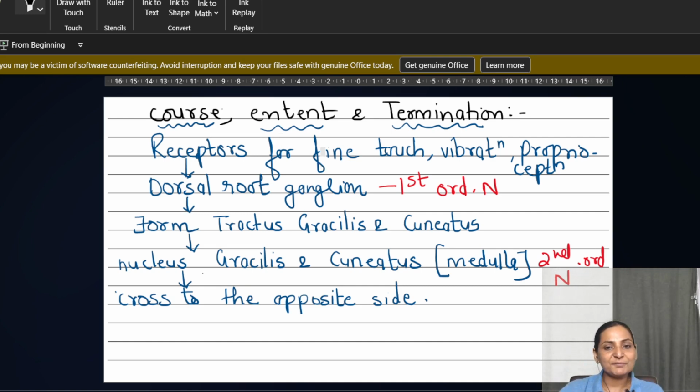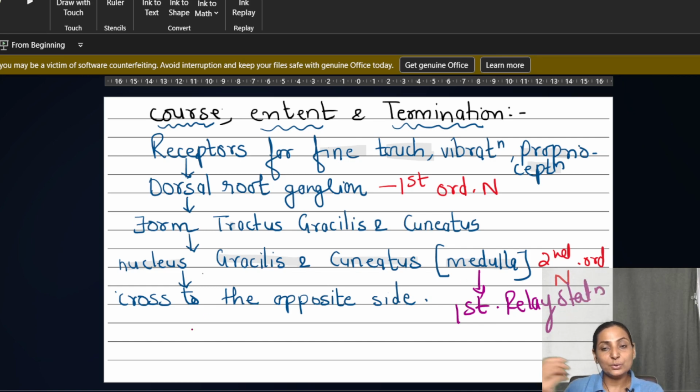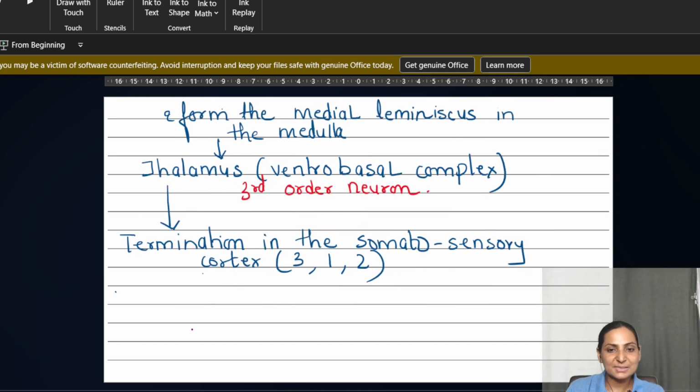So the receptors for fine touch, vibration, proprioception, here I am including the entire dorsal column. However, the question I put up just now was only on fine touch. So the dorsal root ganglion is the first order neuron. From there, the tractus gracilis and cuneatus are going to relay in the nucleus gracilis and cuneatus. That is the medulla. This is going to be your first relay station, from where the second order neurons will go to the opposite side, because there is no crossing in the spinal cord.